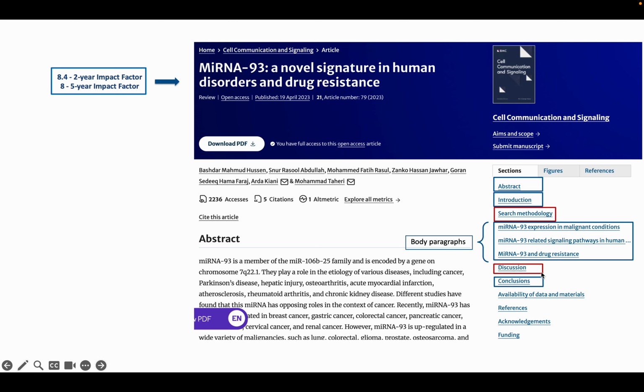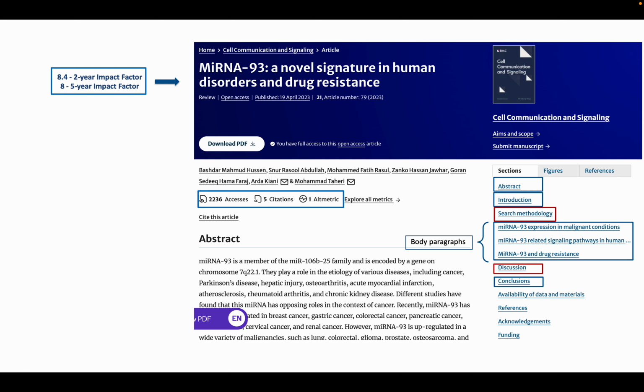I will discuss how. But firstly, look, this is 2023. In this year we published. Within 5 months, we got 5 citations. And our paper is the first paper from the day of publication until now. It's the first paper in this journal, Cell Communication and Signaling, in Nature Journal. And the access number is 2,236.